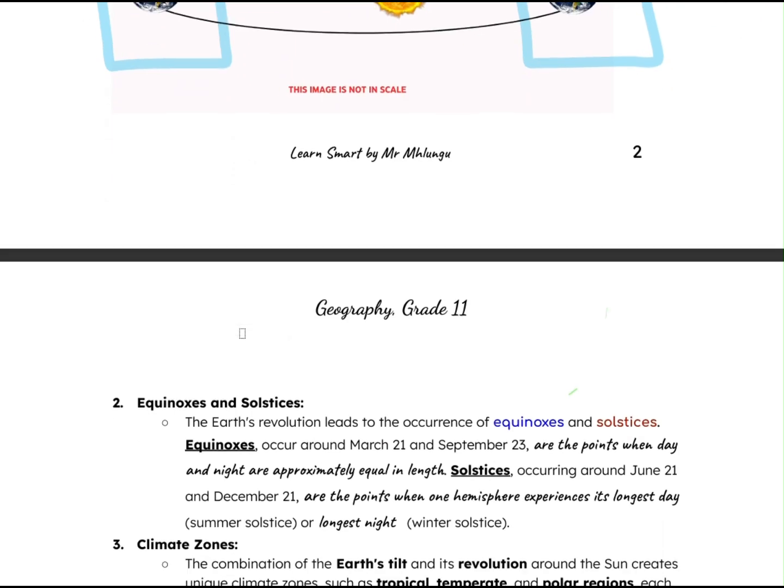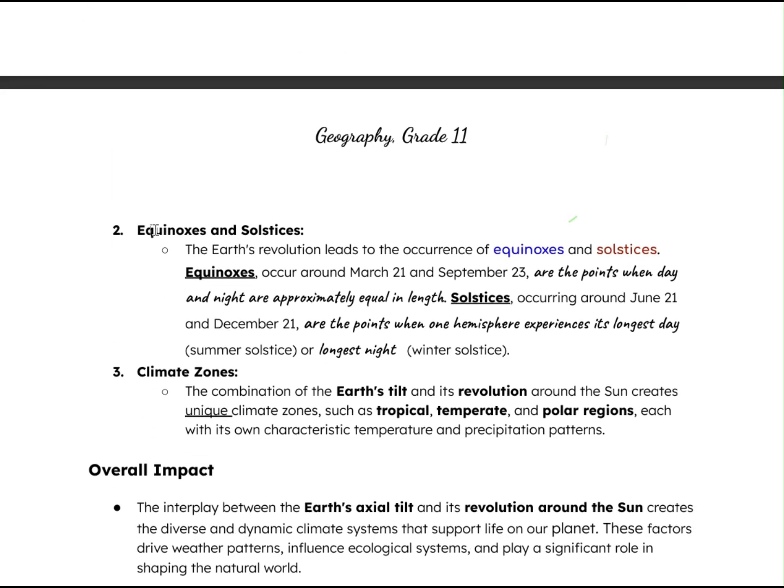Right? Moving on here, we also have equinoxes, as well as solstices, right? Now, equinoxes occur around March 21st, as well as September 23rd. Now, this particular point is when day and the night are approximately equal in length. Lapha kwi-equinoxes kulapho khona usuku kanye nobusuku bulingana in length.